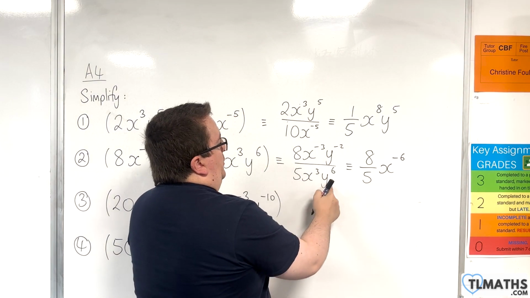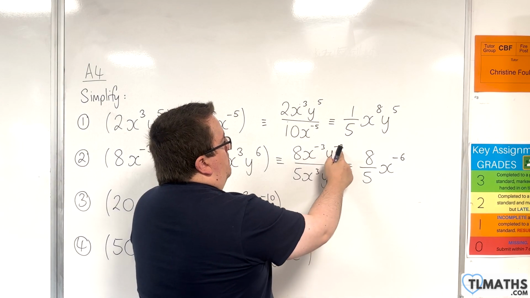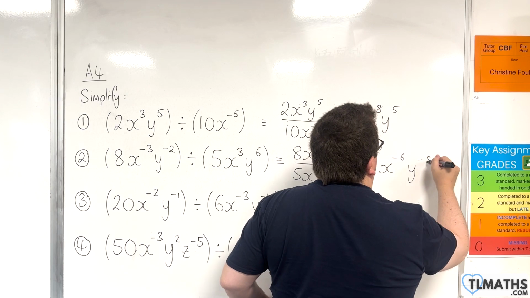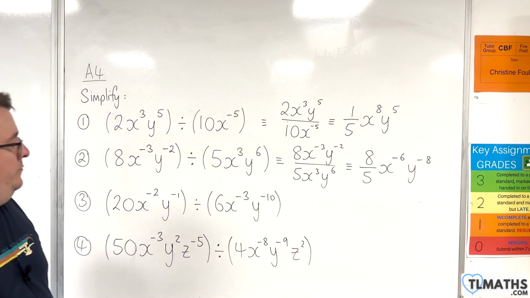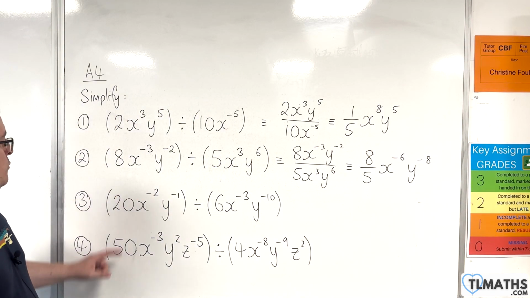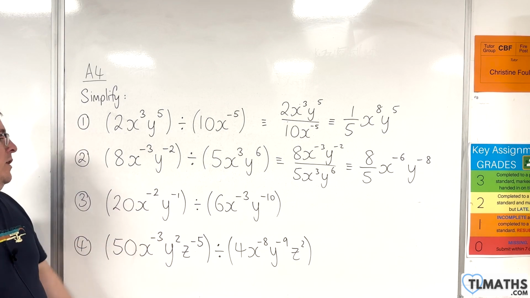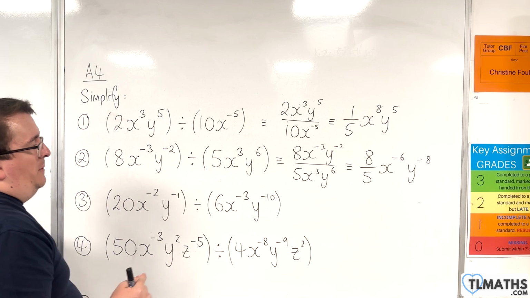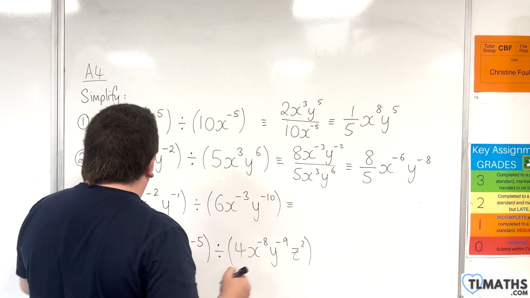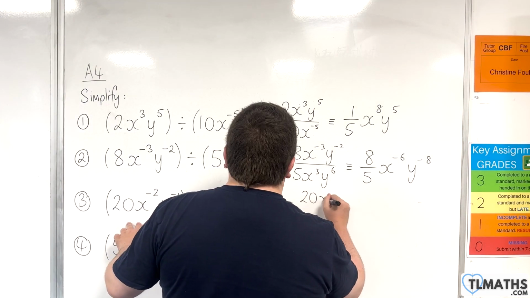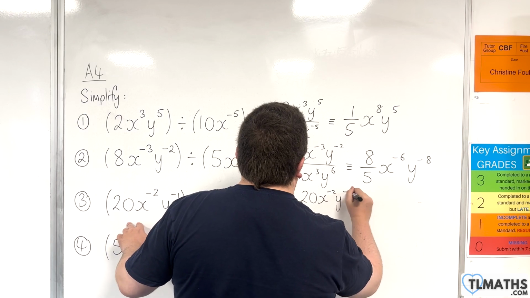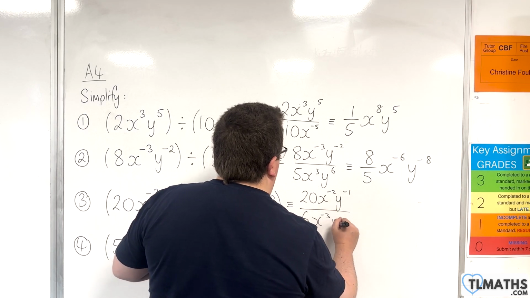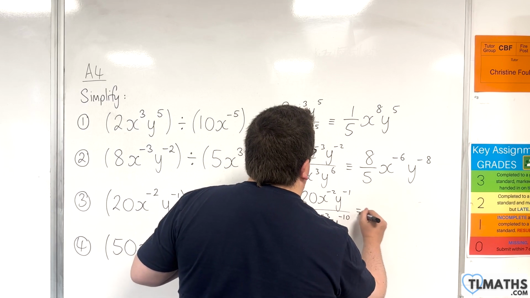Then y to the minus 2 divided by y to the 6. Minus 2 take away 6 is minus 8. So y to the minus 8. Number 3, we have 20x to the minus 2, y to the minus 1, divided by 6x to the minus 3, y to the minus 10. So as a fraction, 20x to the minus 2, y to the minus 1, over 6x to the minus 3, y to the minus 10.